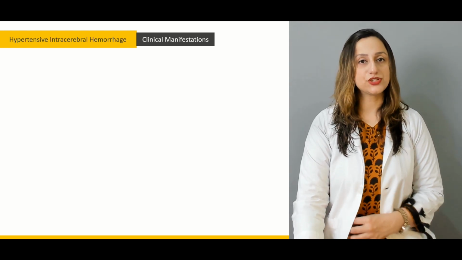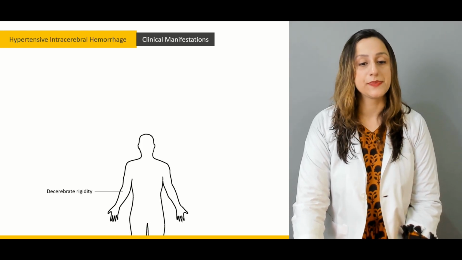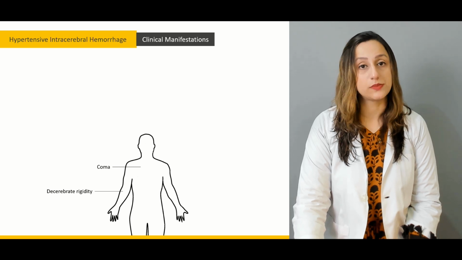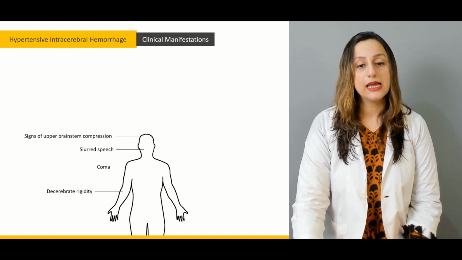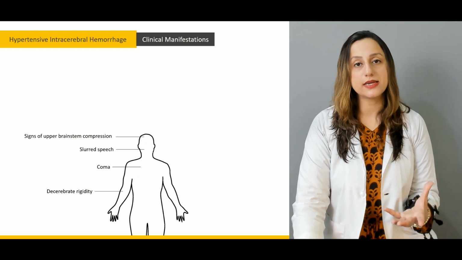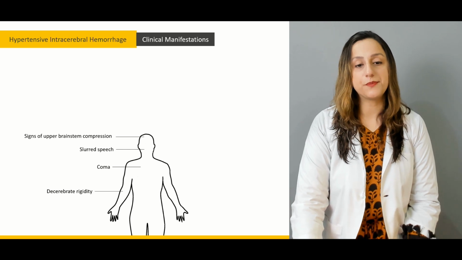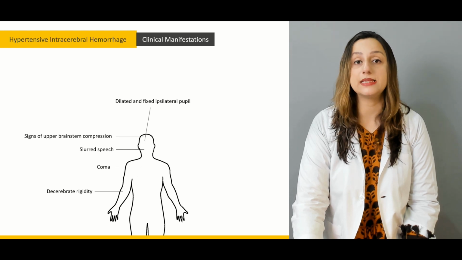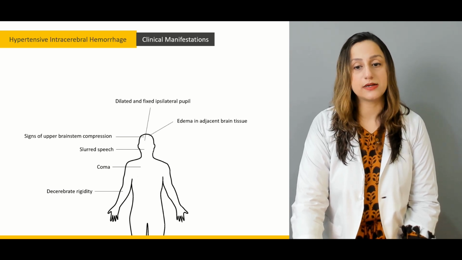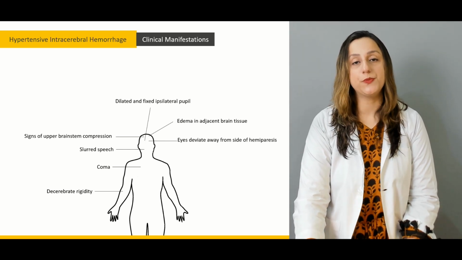The clinical manifestations particularly associated with hypertensive intracerebral hemorrhages are decerebrate rigidity and coma. It can be a deep coma. Dysarthria, which is slurred speech, is noted in these patients. The patients can be diagnosed cases of hypertension, or it can be a newly diagnosed case. Signs of upper brainstem compression, dilated and fixed ipsilateral pupils, also known as pinpoint pupils, are seen in such patients, and edema is seen in the adjacent brain tissue.